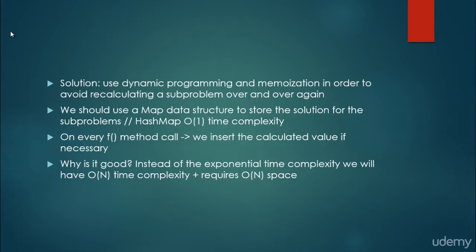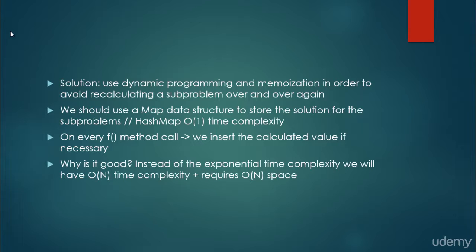So in every method call, when we call this F method, which of course is the recursive formula for the Fibonacci sequence, we insert the calculated value if necessary. So we check whether we have this value in the map; if so, we take it from the map without recalculating it. And if there is no entry in the map, we calculate it and insert it in order to avoid recalculation in the future.